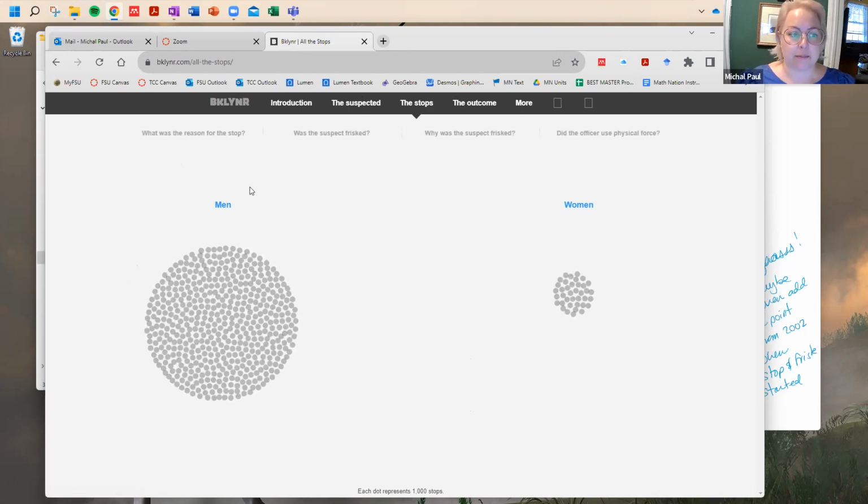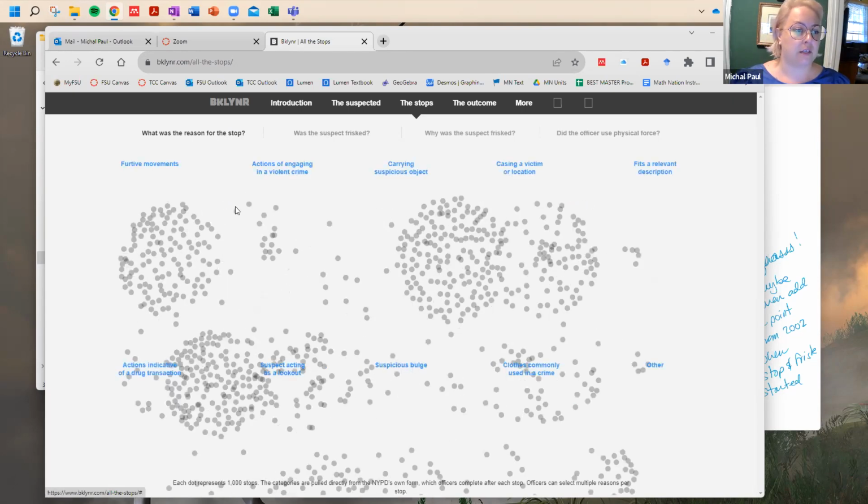When we talk about the stops themselves, they have the data divided into the reason for the stop, whether or not they were frisked, and why they were frisked, and whether or not the officer used physical force. Using physical force here means that somebody didn't want to comply with the stop and frisk, so they were physically forced to be searched. Like maybe they were put on the ground or they were slammed up against a wall.